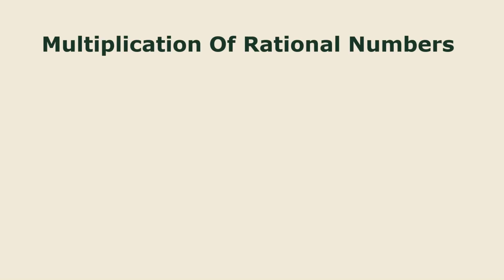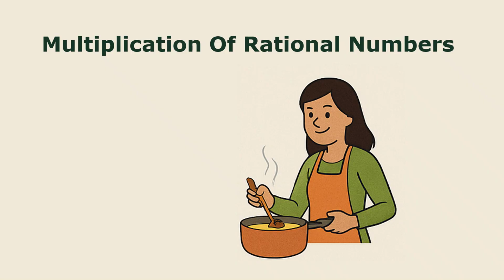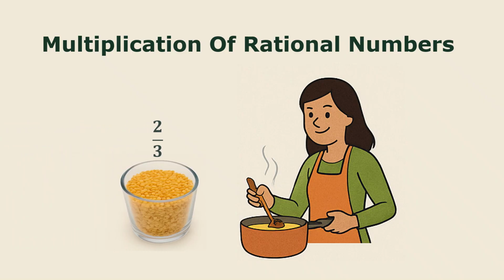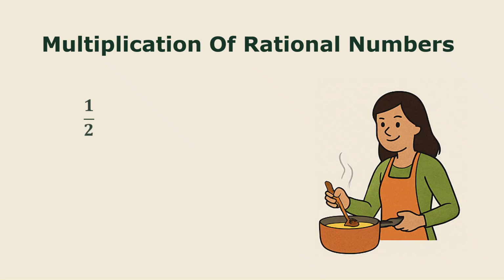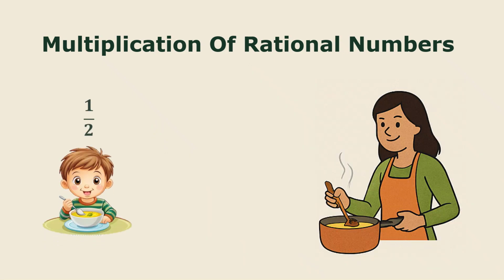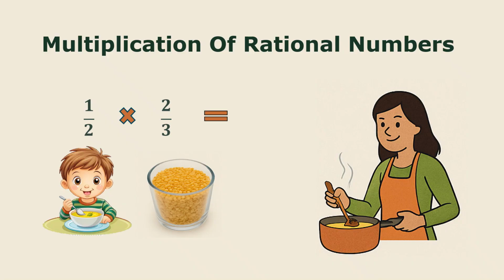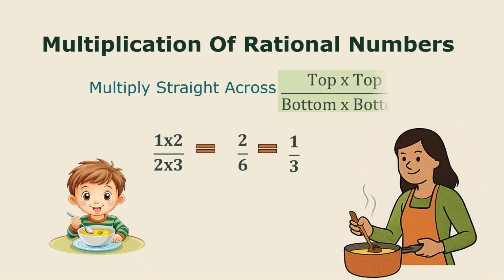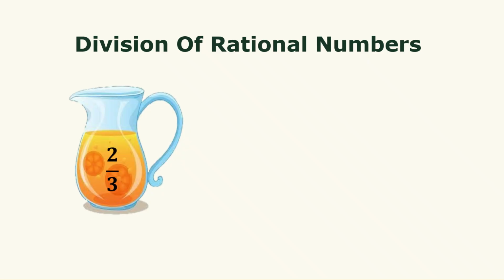Now let us imagine that your mom is making dal and the recipe needs 2/3 cup of dal per person. But she is cooking for half a person, maybe a kid. So what does she do? She multiplies half with 2/3 and that gives us 1/3 cup of dal. Multiply top with top and bottom with bottom. Simple.